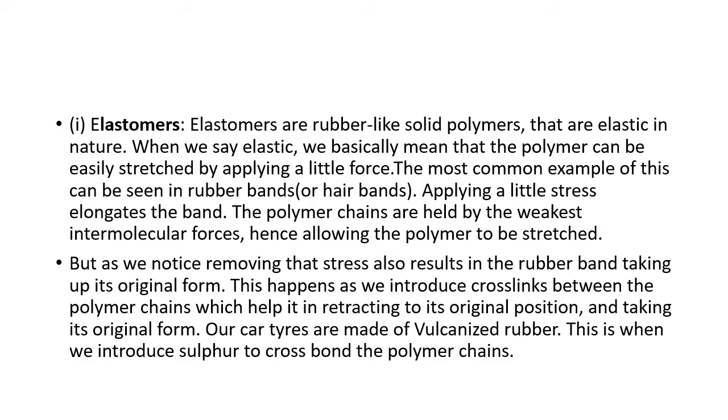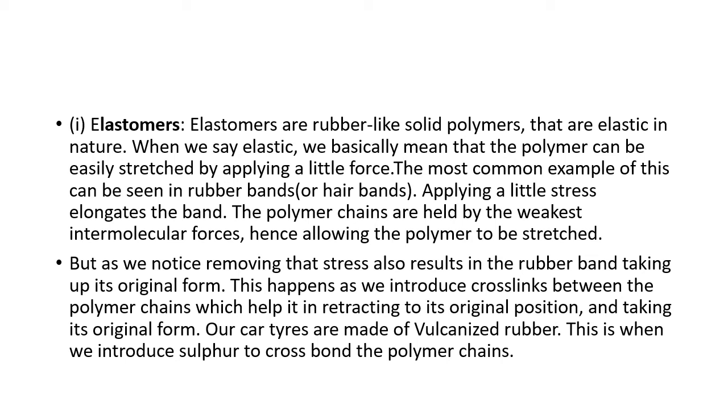Now we come to the elastomers. Elastomers are rubber-like solid polymers that are elastic in nature. When we say elastic, we basically mean that the polymer can be easily stretched by applying a little force. The most common example of this can be seen in rubber bands, that is hair bands. Applying a little stress elongates the band. The polymer chains are held by the weakest intermolecular forces, hence permitting the polymers to be stretched. But as we notice, removing that stress also results in the rubber band taking up its original form.